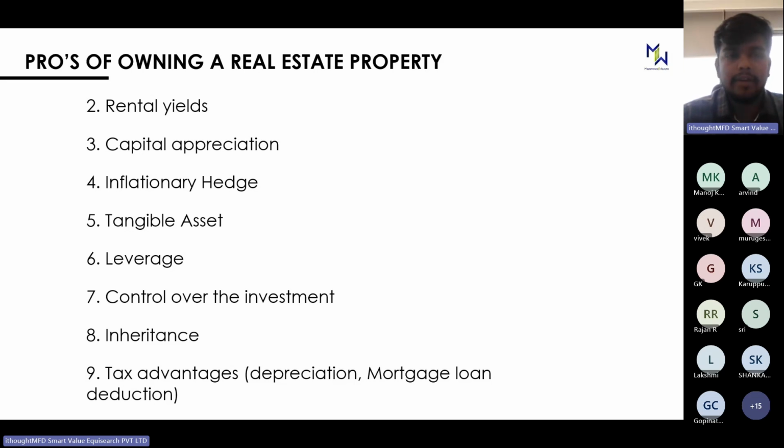The sixth point is leverage. Buying real estate, you can go for loans. Unlike equity, you can't do that. It's very risky, because equities are very volatile.